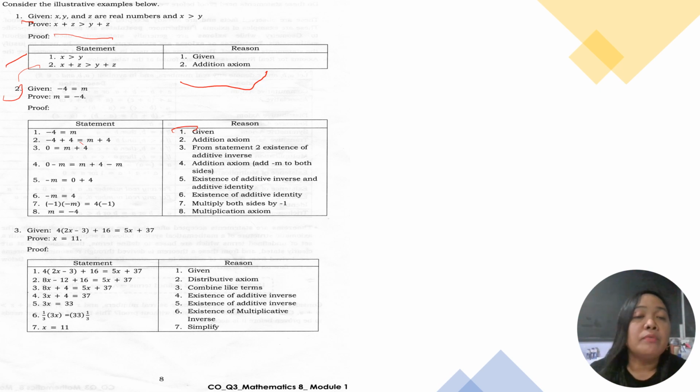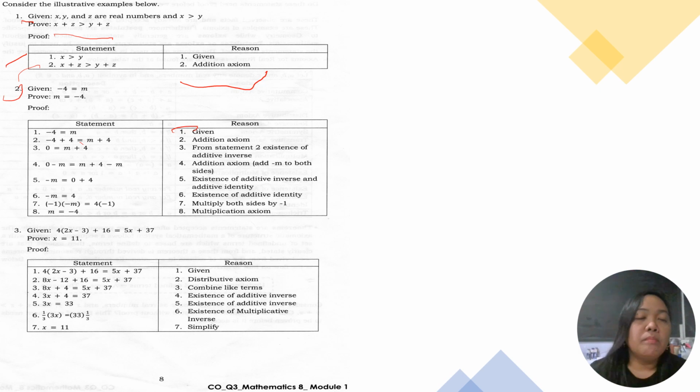Remember, for additive inverse, we need to add here in statement number 2 any number that will make negative 4 be eliminated or equal to 0. So we add 4 to negative 4 in order to get 0. That's additive inverse. For statement number 3, we have existence of additive inverse. Let us make statement number 4.